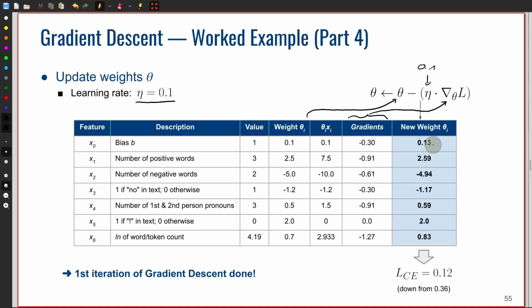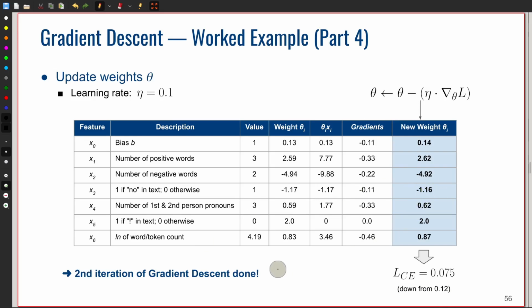And if we would calculate the loss for these new weights, we would get a value of 0.12, which of course, as expected, is lower than our initial loss that we saw of 0.36. So this is essentially the first iteration of gradient descent. But naturally, we would continue by now using these new weights as the old weights, which we show here. So now these are these updated weights after the first iteration.